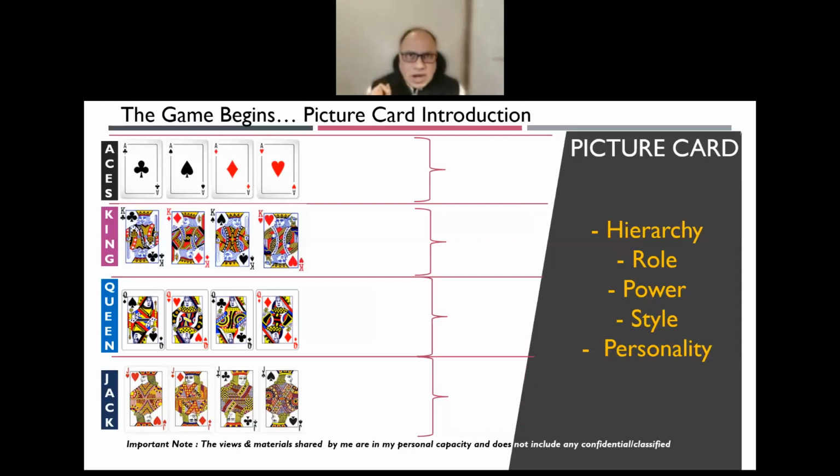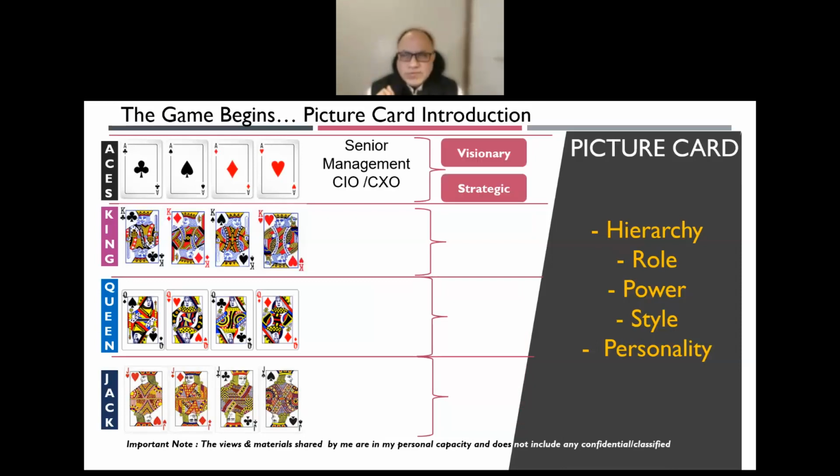Now, the picture card represents a role in your transformation. For example, aces are senior leadership or management. Obviously, they are visionary, they have strategic goals, and they work on OKRs. This is the C-suite level, the CIO, CXO level in a transformation. That is the ace. King is delivery leadership, your project delivery leadership. They have to maintain the client relationship and make sure the customer is happy, with delivery excellence. The team works with them to ensure that at the end of the day the customer is happy and they get repeat business or their business is enhanced.